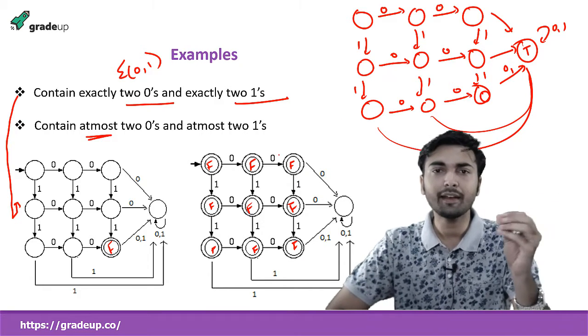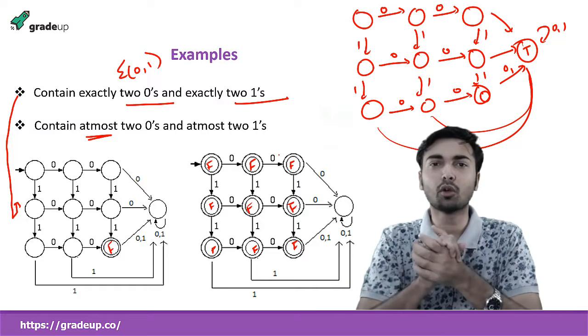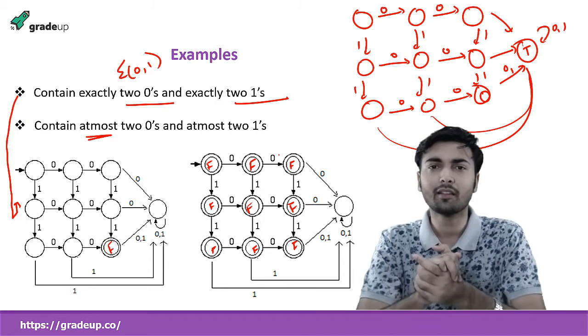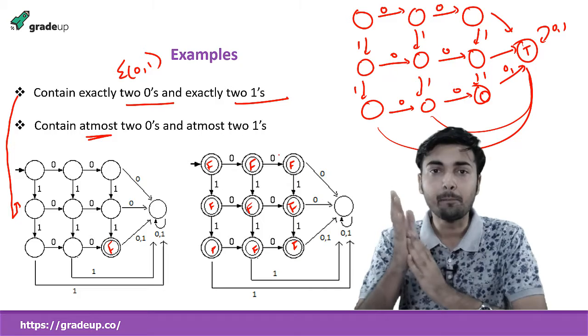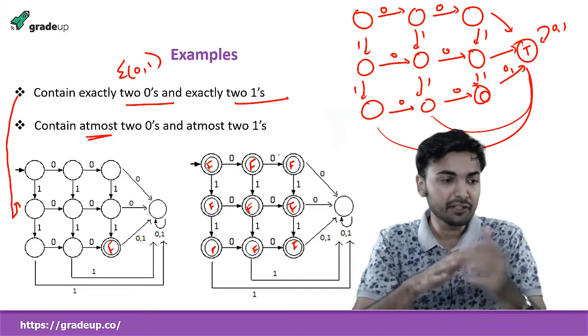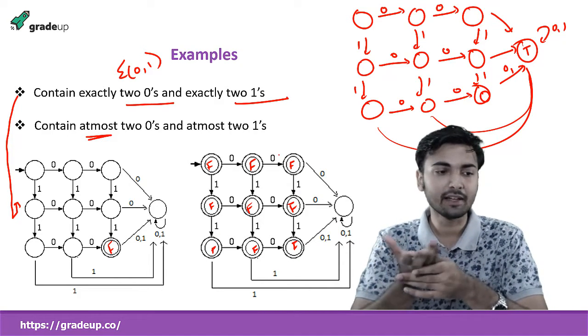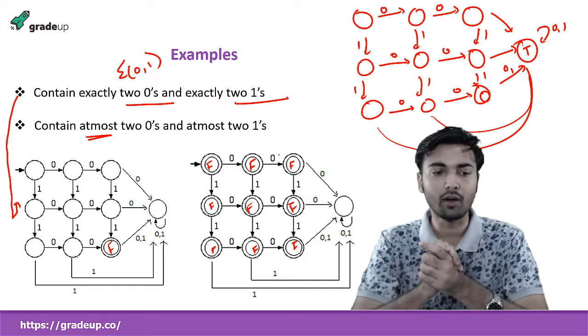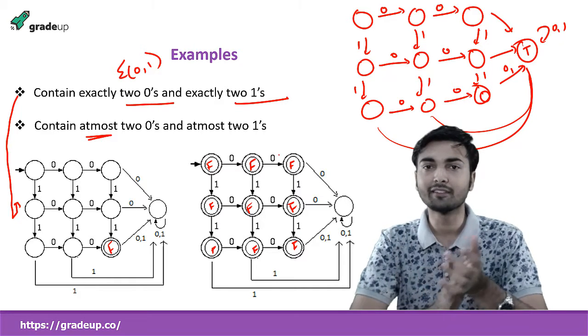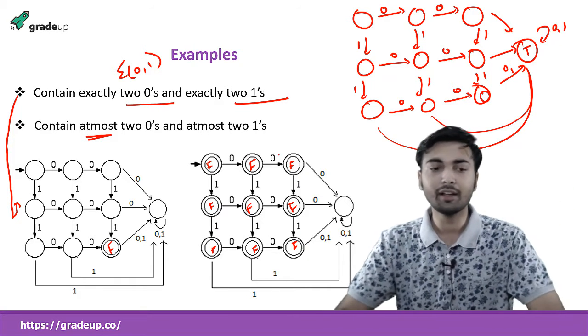Right? So, in your exam, you won't be asked to draw the DFA. It will be asking minimum states in your DFA. It will give this question: consider a language which contains at most 2 zeros and at most 2 ones. What will be the number of states in your DFA? So, how to do it?